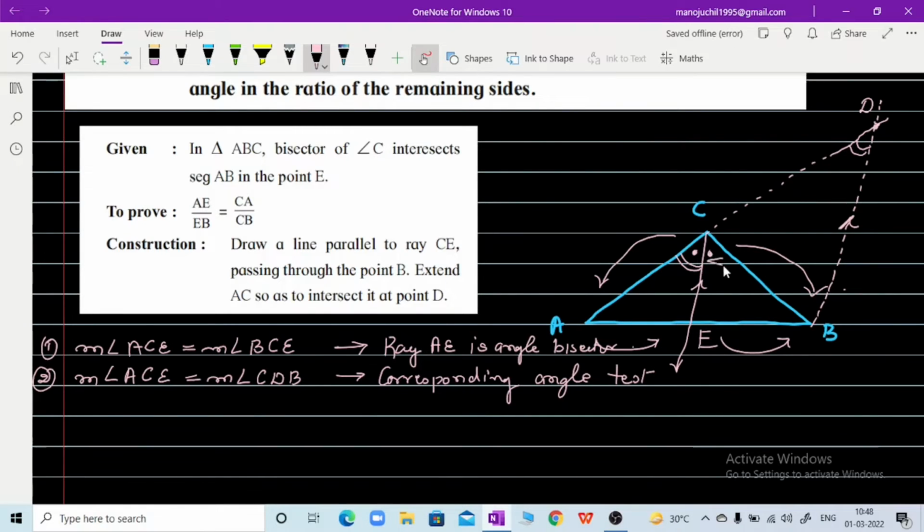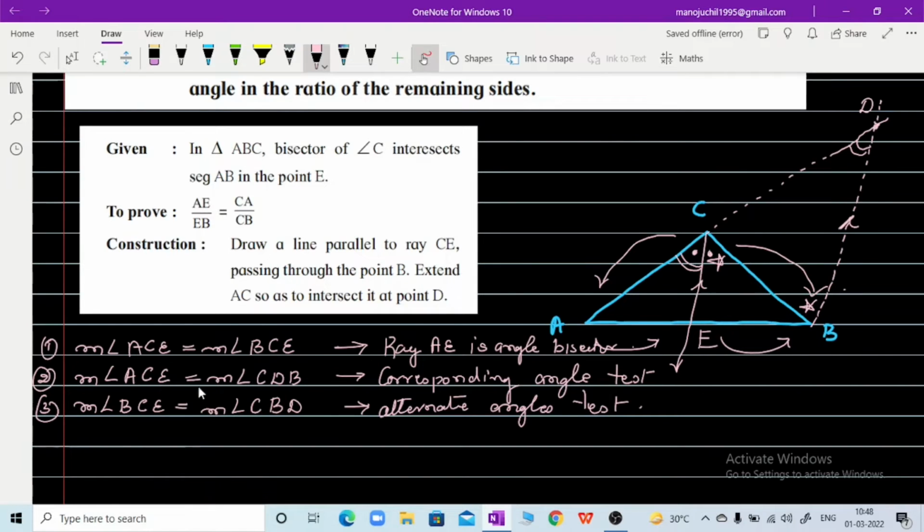Same is the case, I'll get this particular angle congruent to this. So it is the third statement: measure angle BCE is equal to measure angle CBD. But this time the reason will be alternate angles test.